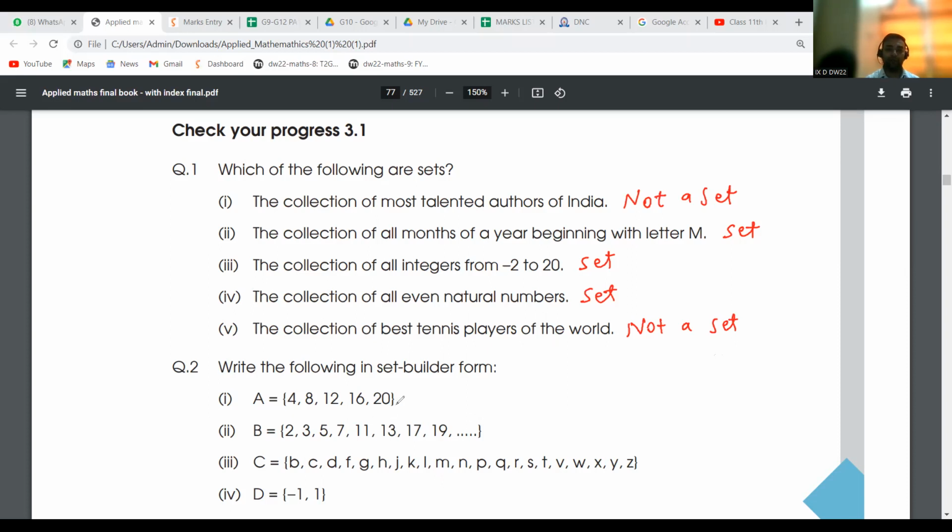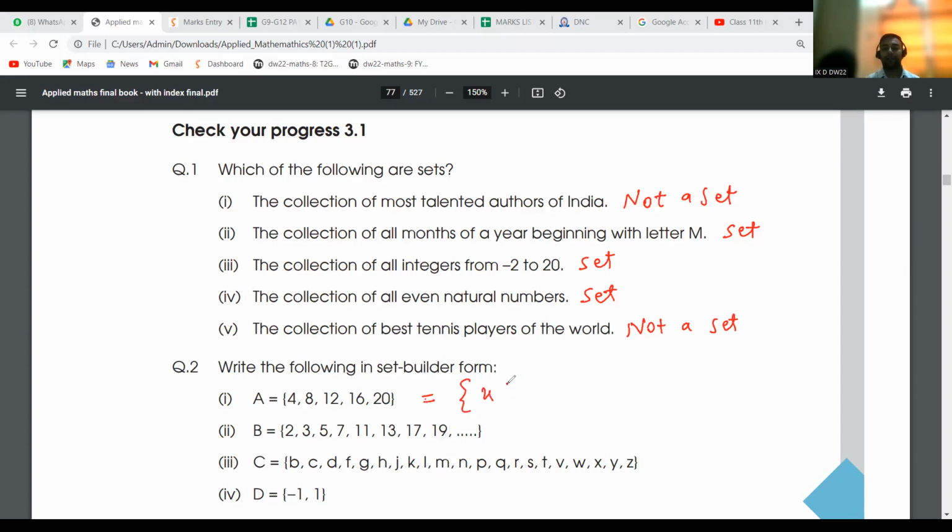Then in the second question, we have to write it in the set builder form. So how to write these in the set builder form? We have to first recognize the pattern which is going on in this set. You can see that 4, 8, 12, 16 and 20, all these numbers are the multiples of 4, right? And till 5. So 4 ones are 4, 4 twos are 8, 4 threes are 12, 4 fours are 16, 4 fives are 20. So how will you write it in the set builder form?